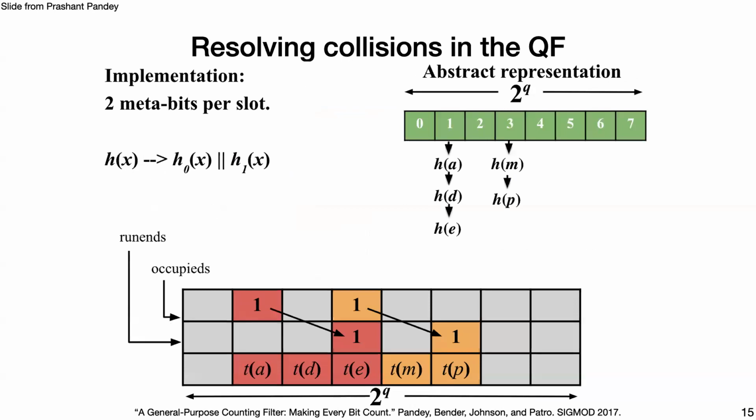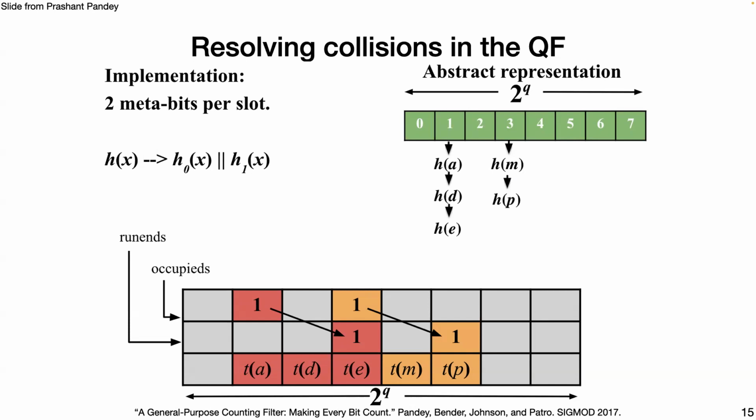Okay, so how do you resolve these collisions? There are 2 metadata bits per slot. Just like these are your slots, this is R bits each, and then this is 1 bit each. There are 2: one is occupied and one is run end. Occupied tells you whether this bucket is occupied by something that truly belongs there.